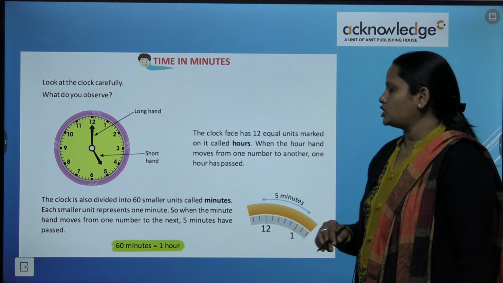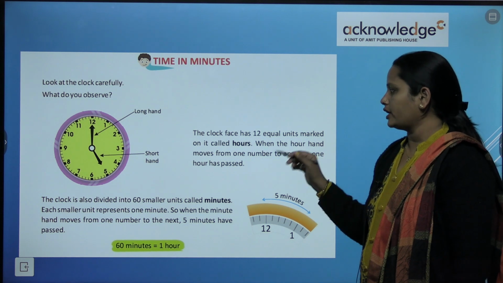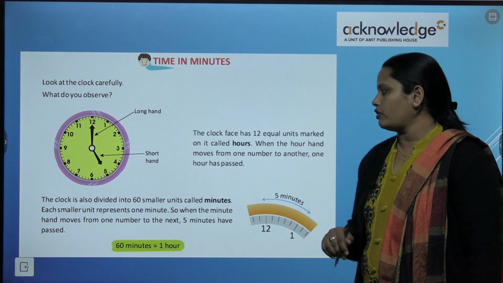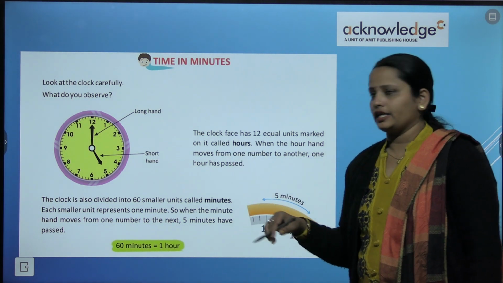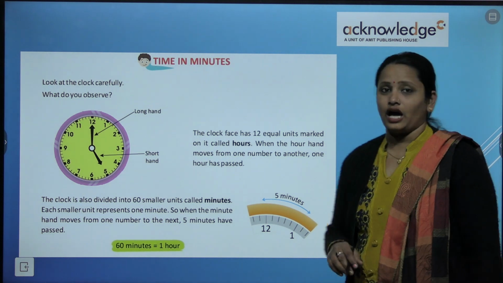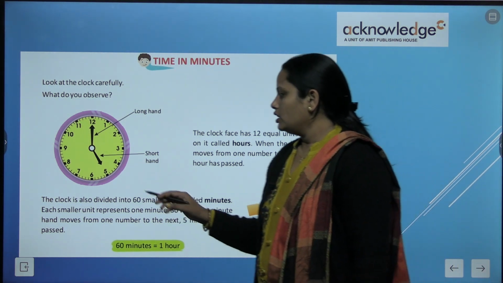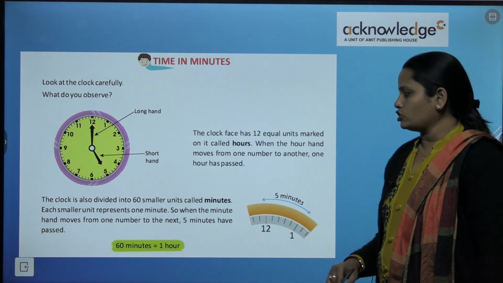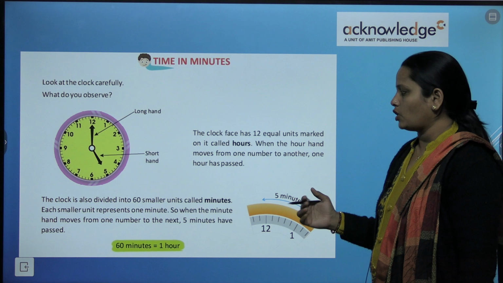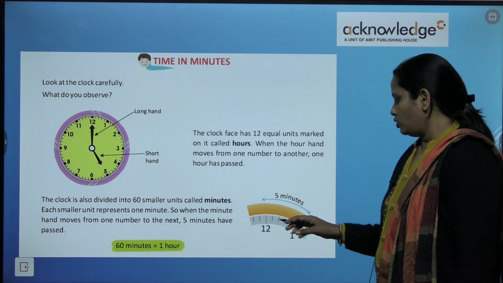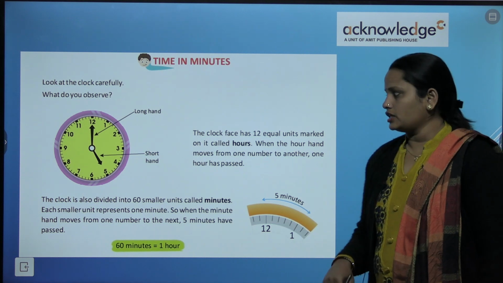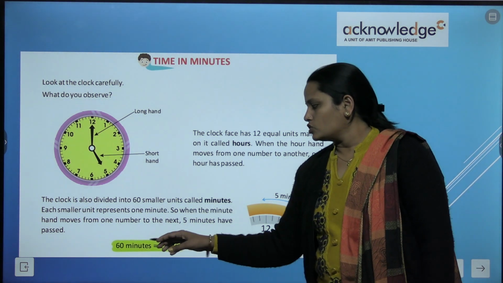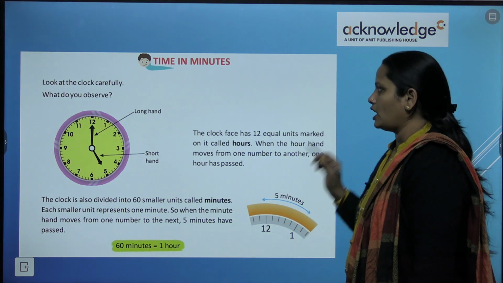The clock face has 12 equal units marked and these are called hours. Now when the hour hand moves from one number to another, जब ये hour hand है एक नंबर से दूसरे पे जाता है, it means 1 hour has passed. 1 घंटा बीत चुका है. The clock is also divided into 60 small units. 60 छोटे छोटे यूनिट्स में बटा हुआ है ये क्लॉक, जिसे हम मिनट्स कहते हैं. तो यहाँ 12 से 1 तक जाती है जब ये मिनट हैंड, तो 5 मिनट्स कंप्लीट हो जाते हैं. So 60 minutes is equal to 1 hour.